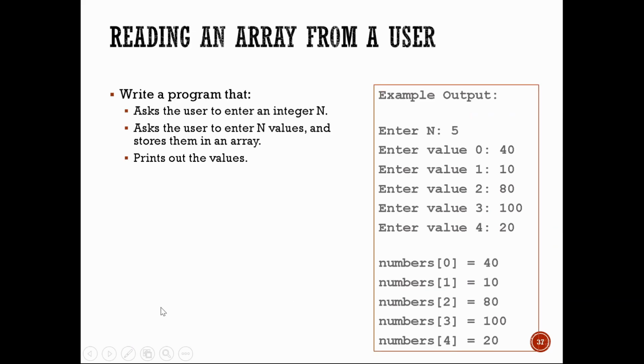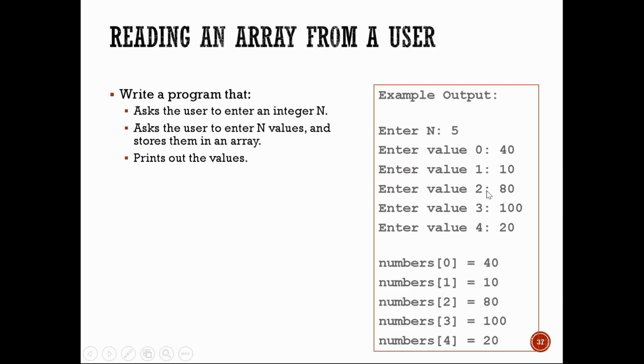Okay, reading an array from a user. Write a program that asks the user to enter an integer n, and asks the user to enter n values and store them in an array, then prints out the values. So for example, in the sample output, you have enter n: 5. Then it asks the user to enter n values and store them in an array. Since I input 5, it will also ask me for 5 different values.